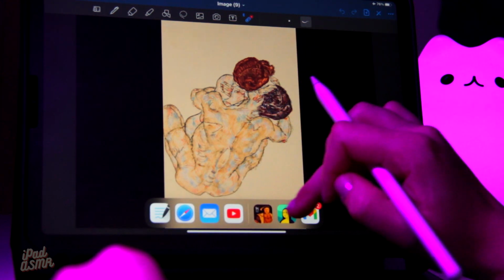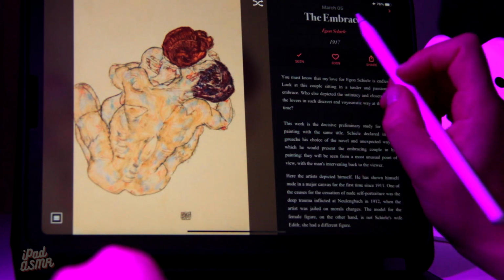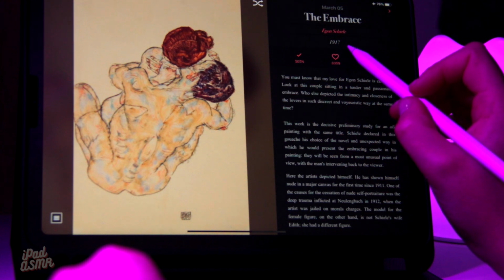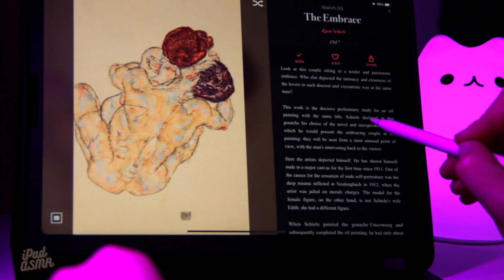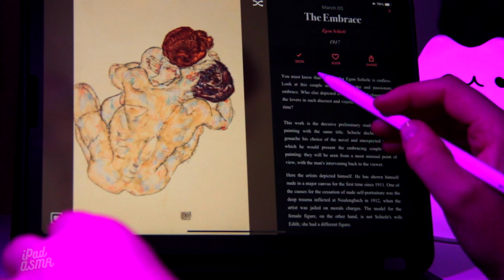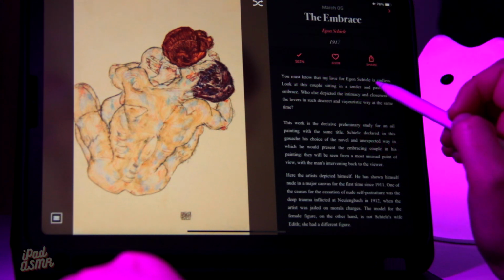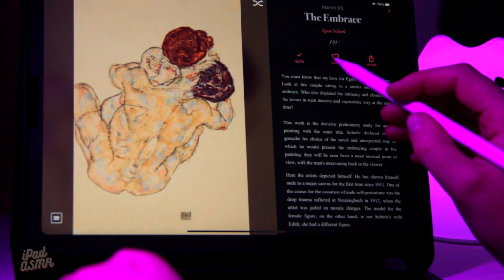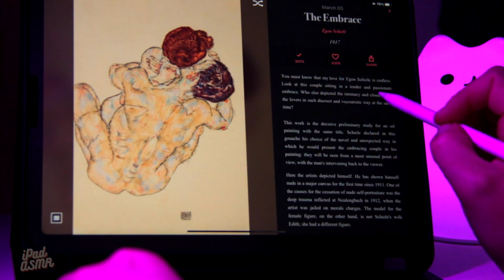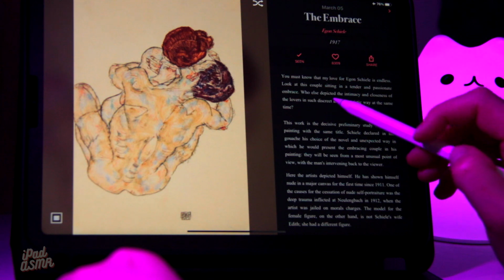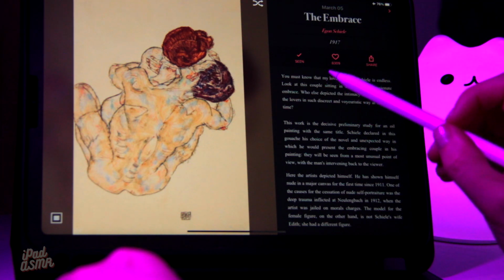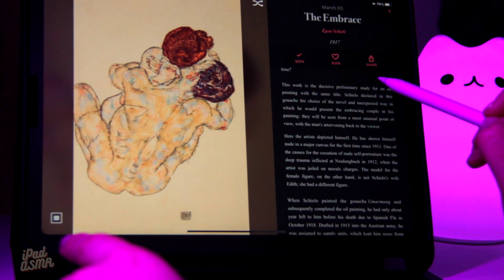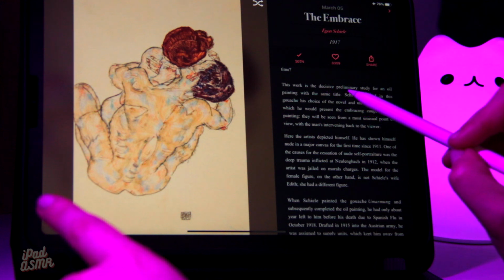So, what can we learn about this picture? The Embrace by Egon Schiele, painted in 1917. And it says, "You must know that my love for Egon Schiele is endless. Look at this couple sitting in a tender and passionate embrace. Who else depicted the intimacy and closeness of the lovers in such a discreet and voyeuristic way at the same time? This work is the decisive preliminary study for an oil painting with the same title."